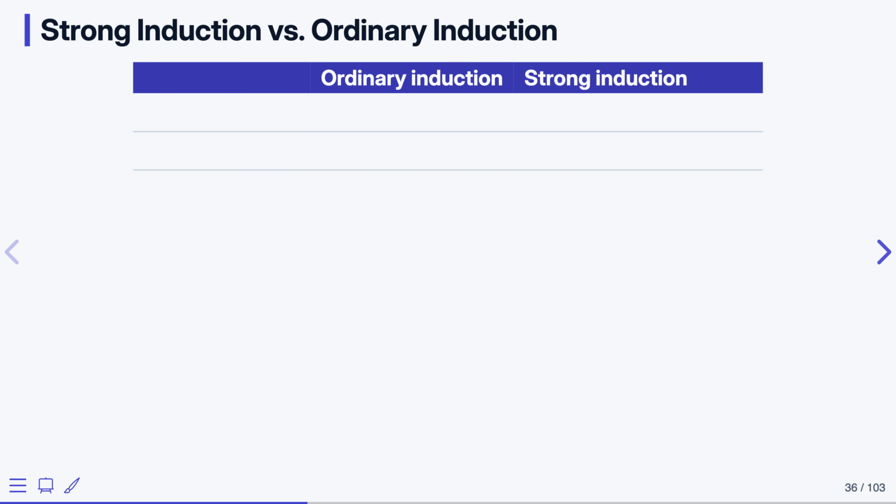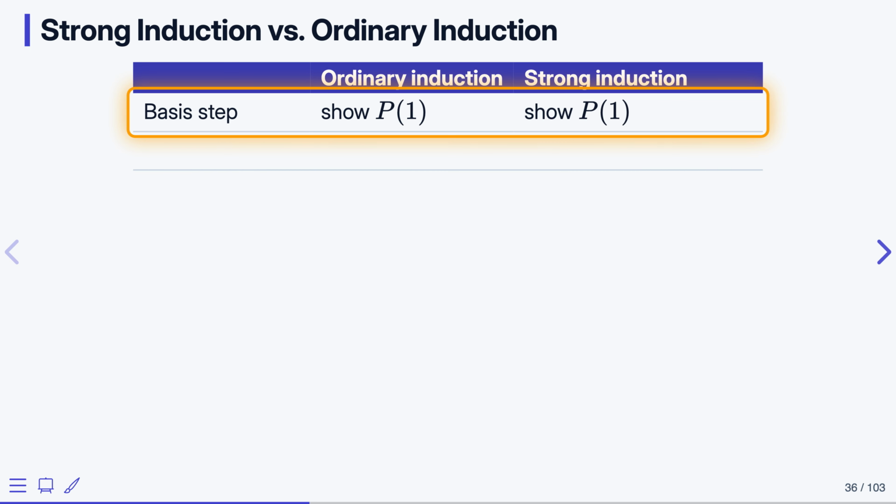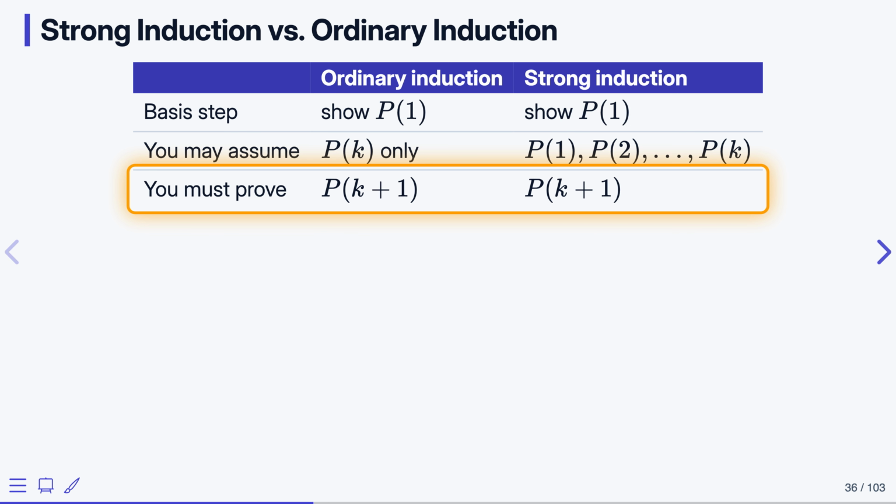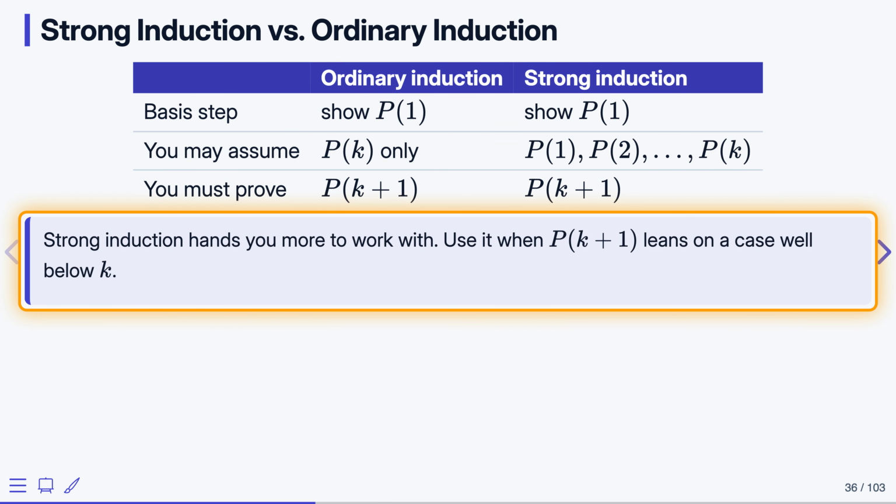Let's put the 2 methods side by side. The basis step is the same in both. Show P of 1. The middle row is the difference. In ordinary induction you may assume only P of k, the case just below. In strong induction you may assume every case from P of 1 up to P of k. The bottom row is the same again. Either way, you must prove P of k plus 1. So strong induction gives you more to work with. Use it when the new case depends on a case far below k, not just the one before it.